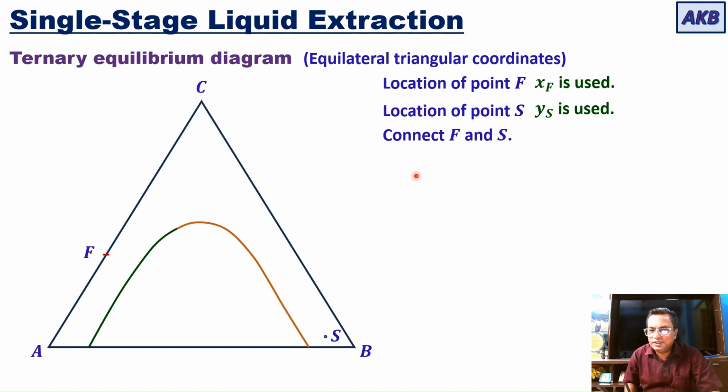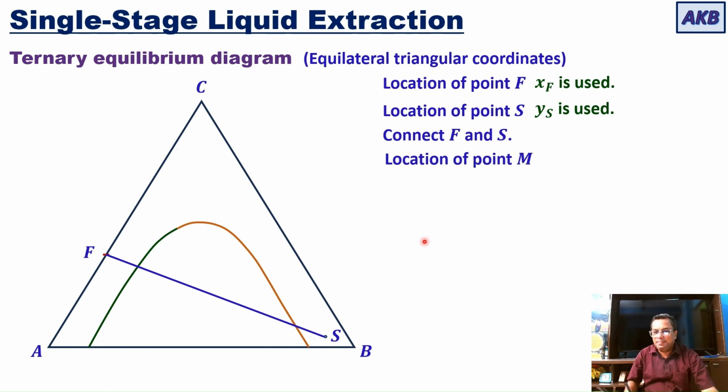Okay. So whatever may be the case, after locating F and S, the next task is to connect F and S. So you are going to connect F and S. Then we have to locate point M1. And for locating point M1, we are going to use the value of XM1. We know how to calculate the value of XM1. We had got an equation for XM1 previously. Using that equation, first get the value of XM1 and then use that value to locate point M1.